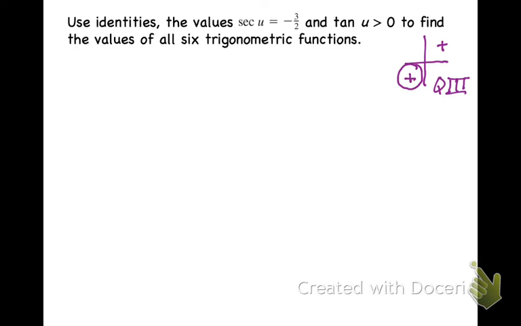So if I know secant, because it says use identities, I can't draw myself a triangle. I've got to use my identities. So if I know secant, what do I automatically know? Cosine. Because cosine of u equals 1 over the secant of u. And this is how you show me you're using your identities, because did I just write the identity? Yes. So that means reciprocate it, correct? So what is the reciprocal of negative 3/2? Negative 2/3. Okay, so negative 2/3.